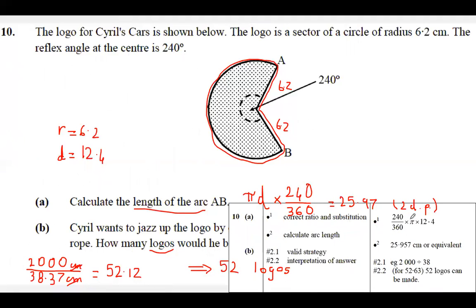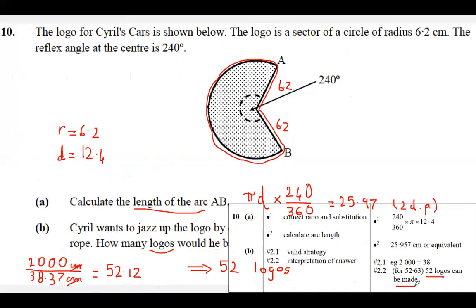Correct ratio, 240 divided by 360, then times pi times 12.4. That'll be your first mark. Second mark, 25.957 or equivalent. So they've used 3.14. Then this is what we call a reasoning mark, where they put hashtag 2 and hashtag 2. So you've got 2 marks of reasoning. They expect you to know that 20 meters is 2000 centimeters, or you do a division somehow. You've got to divide. And then the second one is, instead of 52.63, or we got 52.12, you need to state that you can only cut 52 logos.